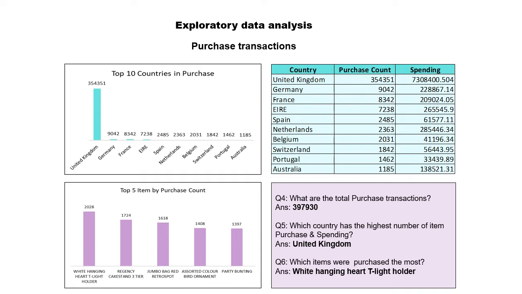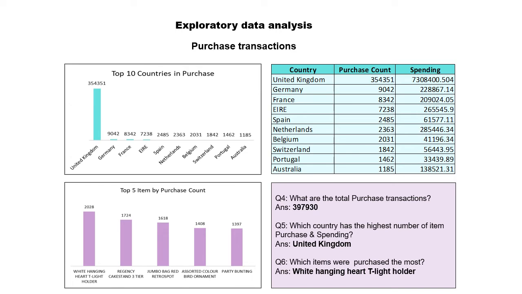Likewise, there are a total of 397,930 purchase transactions that we found in this online retail dataset. Here we can see we have prepared some charts for these purchase transactions, and here too we can see the United Kingdom is leading in purchases.